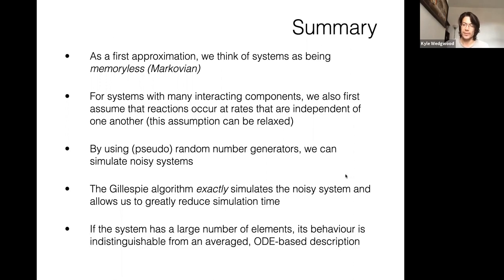And finally, just to link back to what we did at the beginning and what we'd be doing in MatCon, if the system has a large number of elements, so if our N in our Brusselator system or our number of channels gets really, really large, then its behavior is essentially indistinguishable from an ODE-based description. So if you're dealing with systems with small numbers of elements, you probably want to be thinking about using stochastic algorithms. If you're dealing with really large numbers of elements, then you may as well just stick with the ODE-based description because it's an easier way of dealing with things.